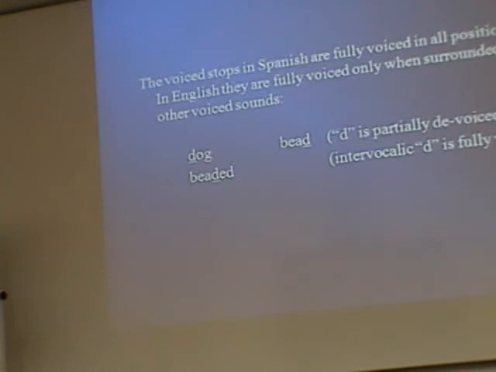Another realisational difference is that the voiced stops in Spanish are fully voiced in all positions, whereas in English they're fully voiced only when surrounded by other voiced sounds. So the D in the word dog and the D at the end of the word bead are partially devoiced. There isn't a great deal of voice in those two sounds. But if we have the D in the middle of the word beaded, then that D in the middle of the vowels there, in the middle of the word, is fully voiced. So it's a very slight difference, but it's noticeable.